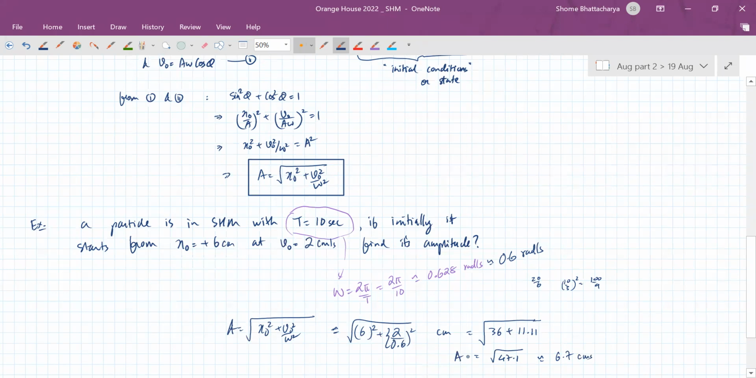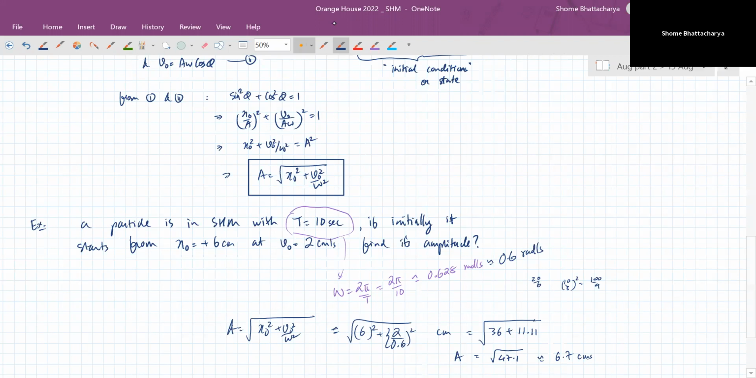So that is the relationship between amplitude and the initial conditions. Now the other thing is the phase constant. So we'll come to that. But just note this down first and let me know if there's any doubt.